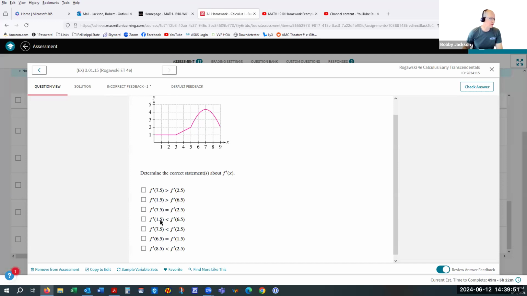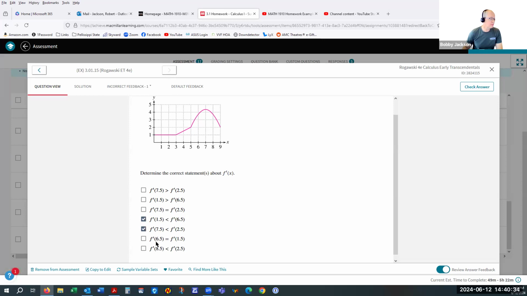Okay, are any of these statements true? Well, let's see. f prime of 1.5, that's 0. f prime of 6.5, well, 6.5 is some positive number, remember. The slope is positive between x equals 5 and x equals 7. So f prime of 6.5 is a positive number. f prime of 1.5 is 0. Is 0 less than any positive number? Yes, we're going to check that. f prime of 7.5, 7.5 again being a negative slope there, means f prime of 7.5 is negative. f prime of 2.5 is 0 again, because anything between 0 and 3 has a slope that's 0. So we have a negative number less than 0.